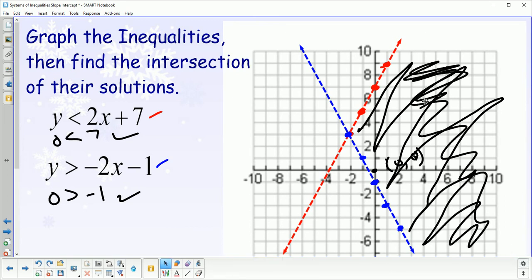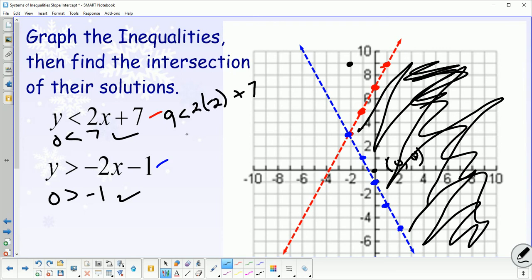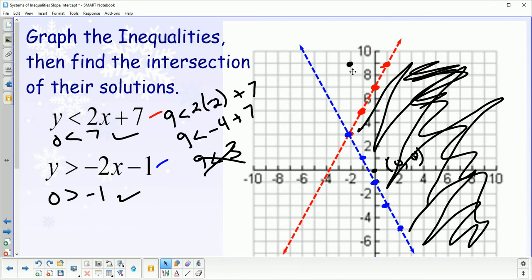What it would look like if it did not work here, I could test another point. So let's just pick some random point, I could put right there. This point has coordinates -2, 9. So I'd plug in 9 for y and -2 for x, and I test that. I'd see 9 is less than, this would be -4 plus 7, so 9 is less than 3, which we know is not true. So we definitely don't want to shade this region because it doesn't work.